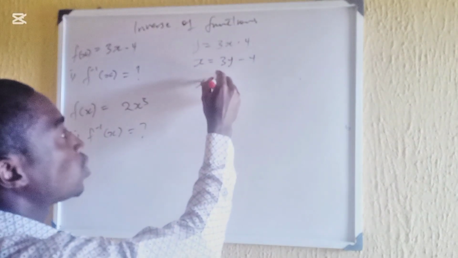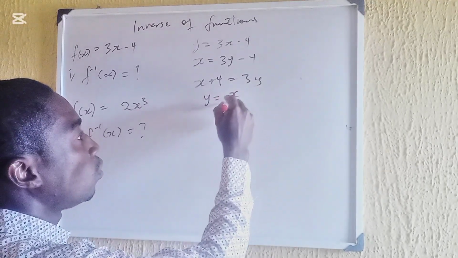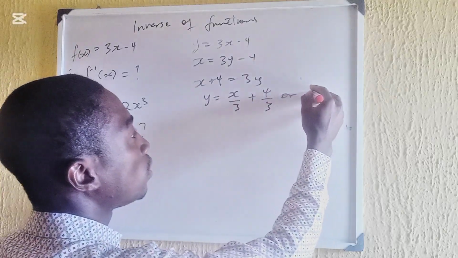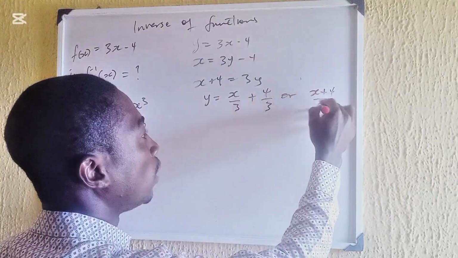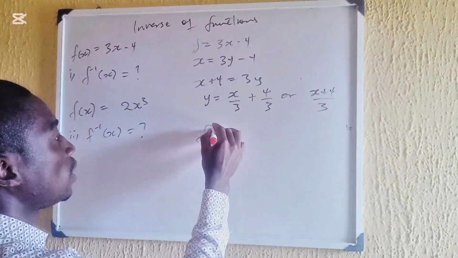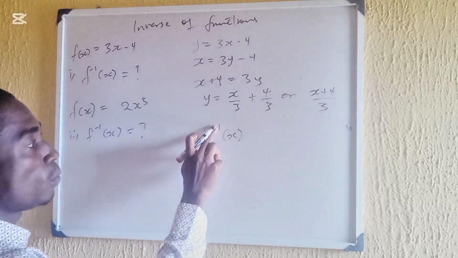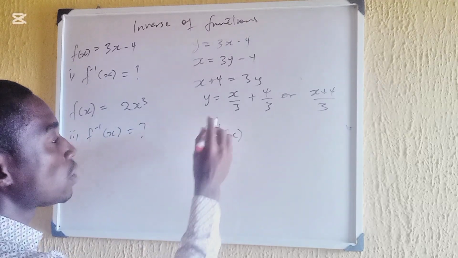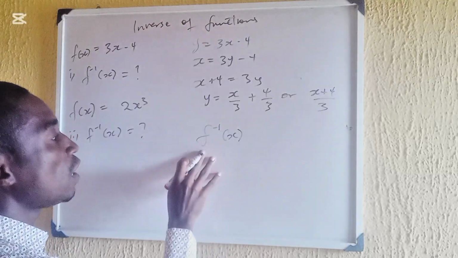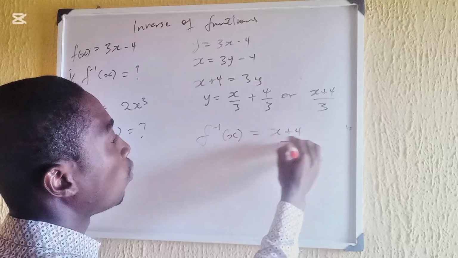You'll be having x plus 4 equal to 3y, y equal to x over 3 plus 4 over 3, or you say x plus 4 over 3. So this function is the inverse of this function. That means we say f inverse of x, take note of this, to the power negative 1. This is not power, it's just to show inverse. So f inverse of x is equal to x plus 4 over 3.